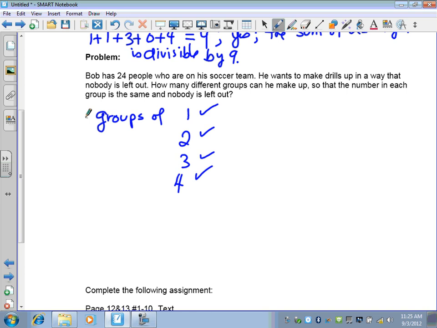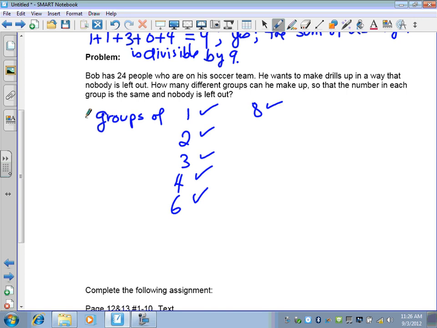What about 5? Well, 24 is not divisible by 5. If you remember, the divisibility rule for 5 was, is the last digit a 5 or a 0? Since it's not, it's a 4, that means that you cannot have groups of 5. If you did, you'd have 4 groups of 5, and you'd have 4 people who couldn't make a group of 5. Groups of 6, well, you'd have 4 groups of 6. Groups of 7, well, if you put them in groups of 7, you could make 3 groups of 7, but you'd have 3 people left over. So 7's out. 8, well, 8 is possible. You'd have 3 groups of 8. 9, well, if you had 2 groups of 9, that would be 18, but you'd have 6 left over, so you can't have groups of 9.